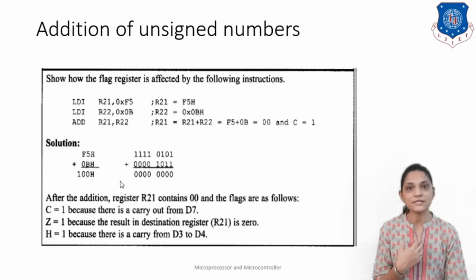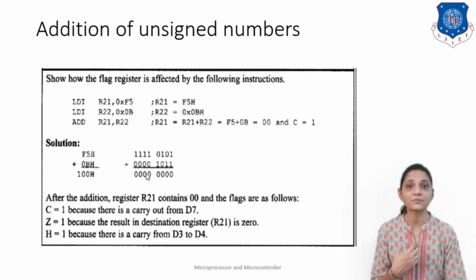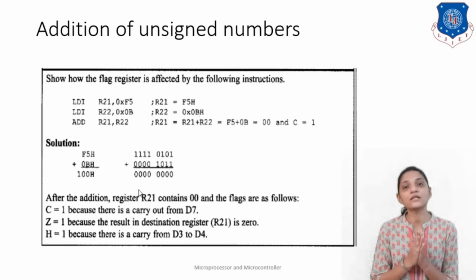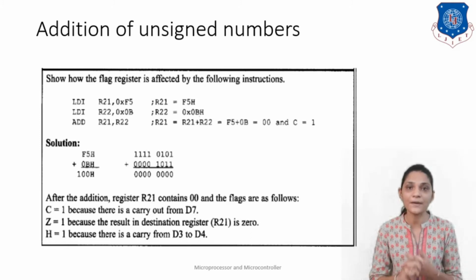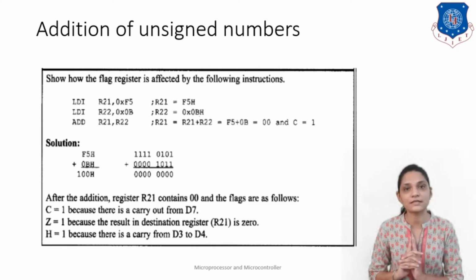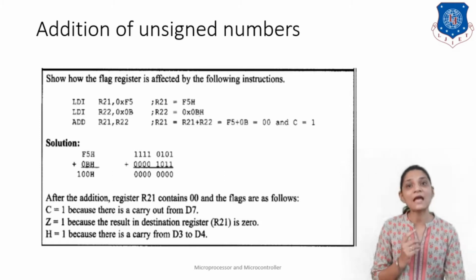After this, we can see the result inside register R21 is 0. So your zero flag is going to be set. Your carry is generated, so your carry flag is going to be set. You have passed the carry from the lower nibble to the upper nibble, so at that time your half carry flag is also going to be set. Depending upon the result generated, your flags are affected, and the result is going to be stored inside the first register that you have used in the instruction. So this is the addition instruction.